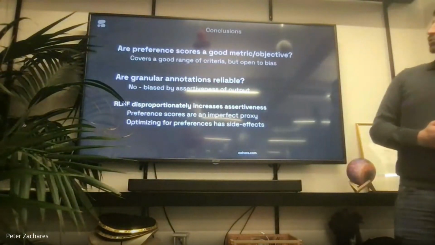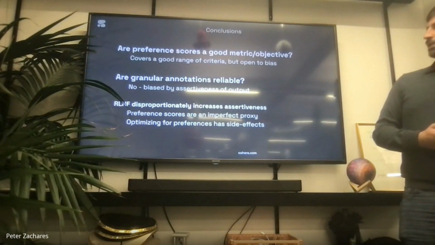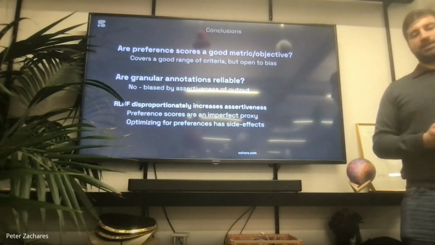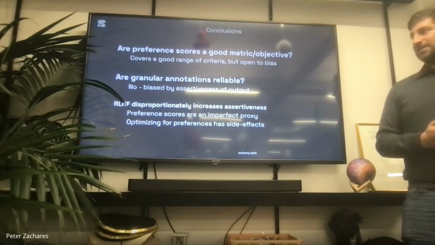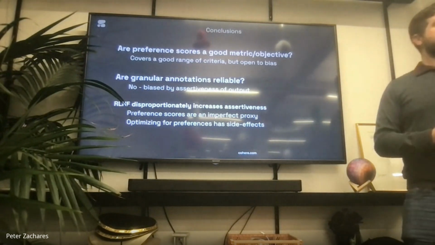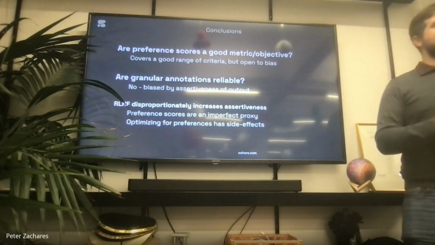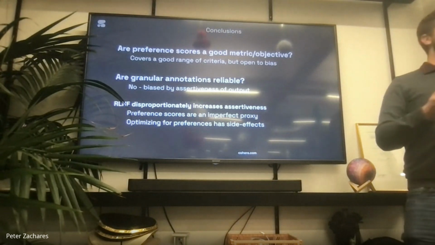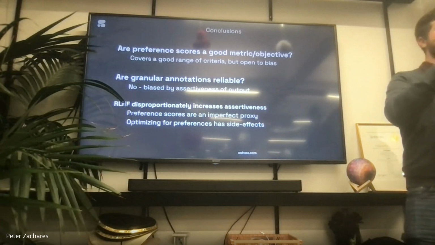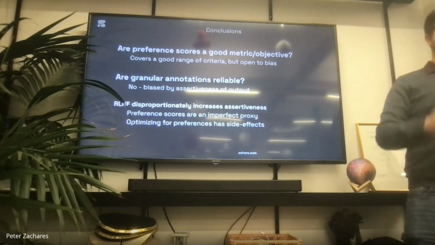So in conclusion, are preference scores a good metric or objective? Yes, but they are also open to various types of bias. Are granular annotations reliable? Not really. We find that they're biased in loads of different ways. And even if you ask humans to provide a breakdown of the ratings, it's not strictly the true criteria that they're judging a completion on.